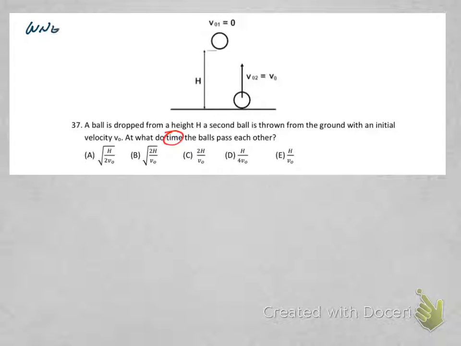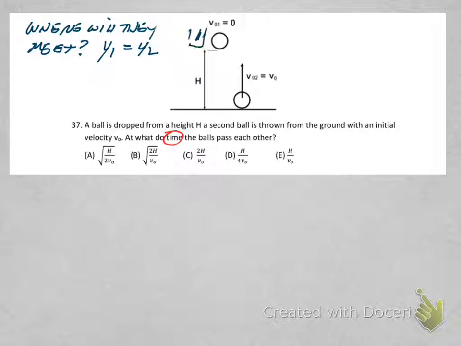Where will they meet? They're going to meet when y, the height for y1, equals the height for y2. So this one is the first instance, and this is the second instance.